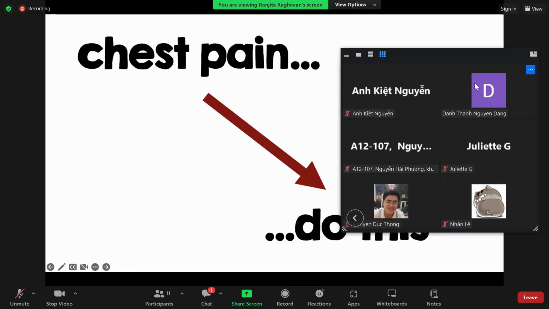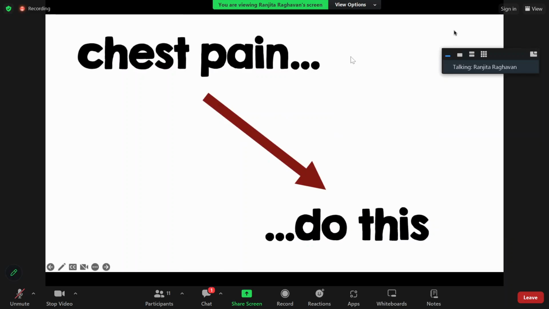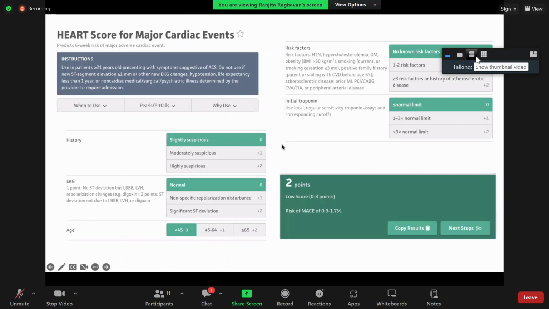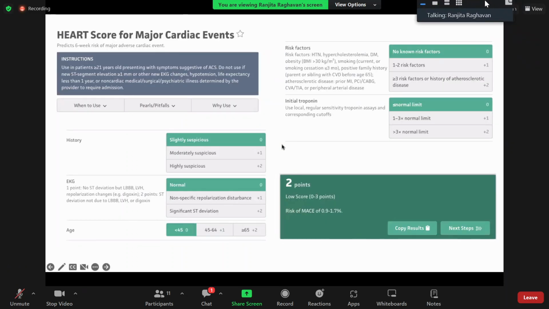Okay, you guys can all hear. It's like the HEART score. I'm sure a lot of you guys have heard of the HEART score. This is something that we can use to risk stratify chest pain patients. However, using just this it's kind of simplifying something that's not that simple, right?